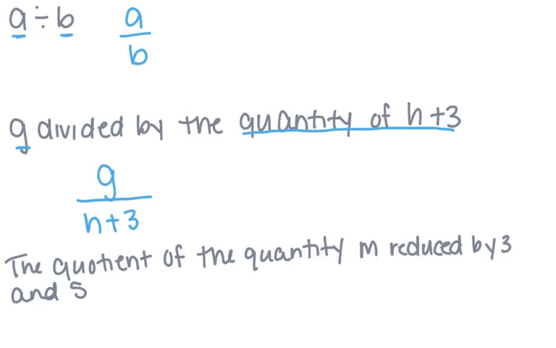Right, and this last one is the quotient of the quantity m reduced by 3 and 5. So m reduced by 3 is going to be our dividend, so that's going to be m minus 3. Draw our fraction bar, and 5 is going to be our divisor, so 5 goes on the bottom.